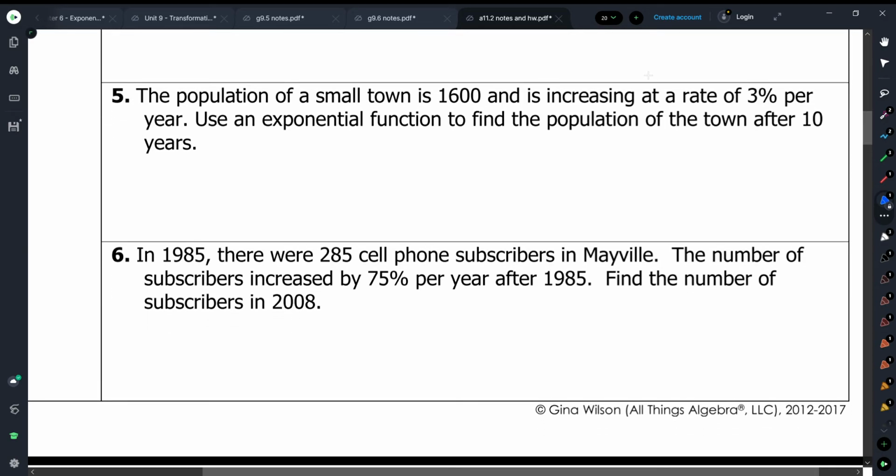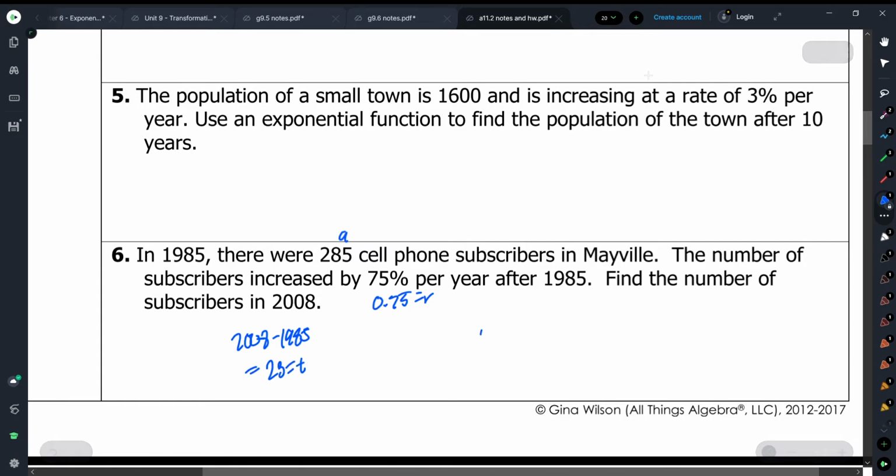Let's do number 6. In 1985, there were 285 cell phone subscribers in Mayville. The number of subscribers increased by 75% per year after 1985. Find the number of subscribers in 2008. So this is our A, 285. The increasing 75%, so 0.75 is my R. Now, it didn't tell me the T, but it tells me from 1985 to 2008. So I'll do 2008 minus 1985. And that gives me a T of 23.